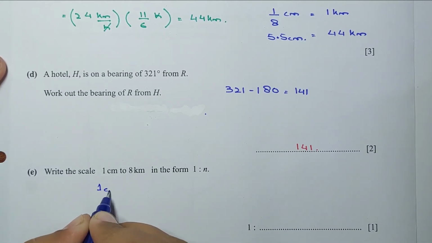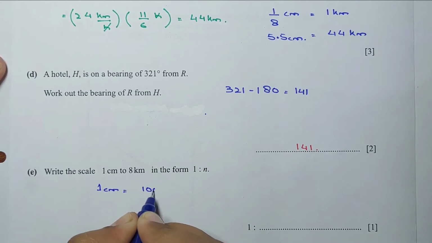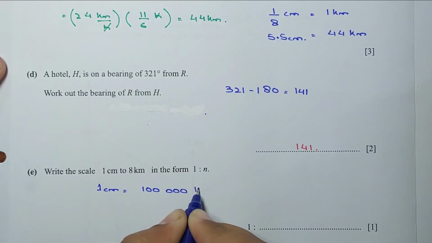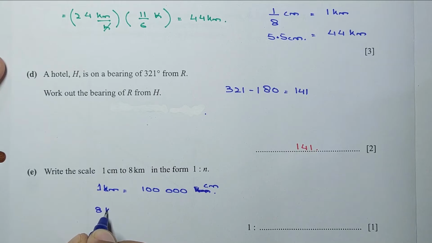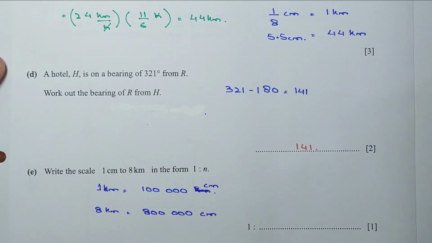We know that 1 kilometer is equal to 100,000 centimeters. Sorry, I messed up. So 8 kilometers is equal to 800,000 centimeters, right? So 1 centimeter, this is also in centimeters, is 800,000, right?